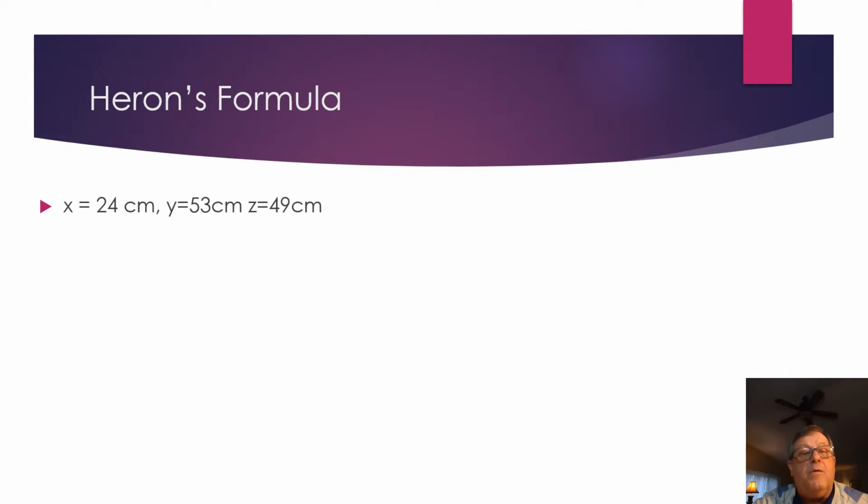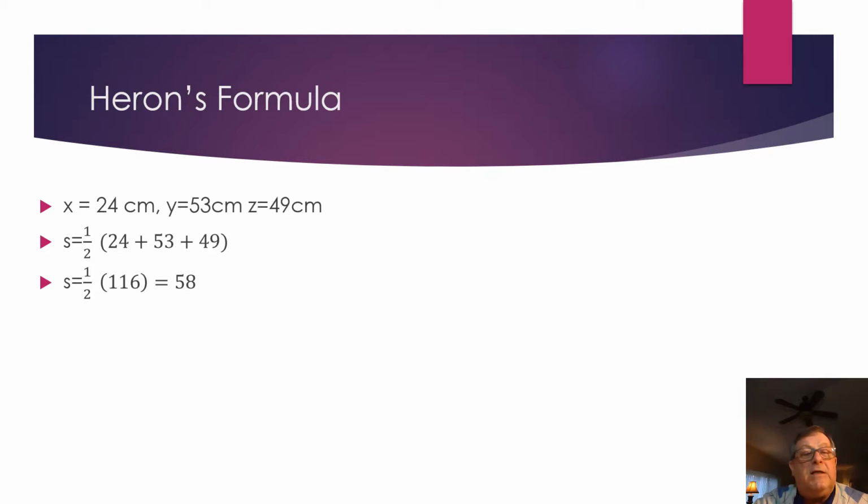And so the first thing we want to do is find S. Well, S is equal to 1/2 those side measures added together. So we've got 1/2 times 24 plus 53 plus 49. And 24 plus 53 plus 49 equals 116. We take half of that, and that is 58.